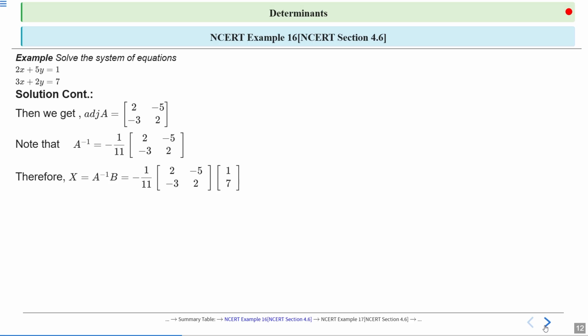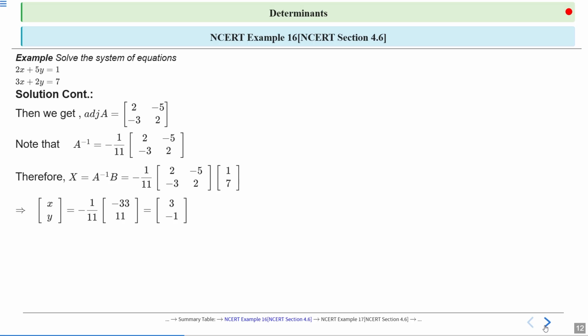So we get X is equal to A inverse, that is minus 1 by 11, matrix [2, -5; -3, 2], into matrix B. Matrix B is [1; 7]. This is a matrix multiplication. So in place of X we write the matrix of x, y, that is [x; y] is equal to minus 1 by 11, and multiply the matrix [2, -5; -3, 2] into matrix [1; 7].